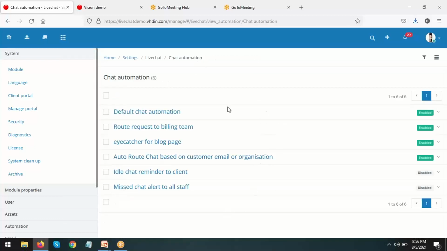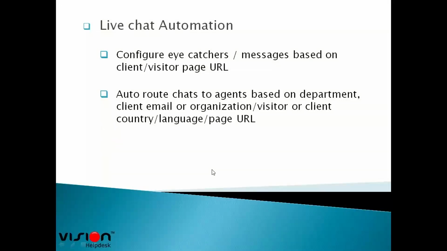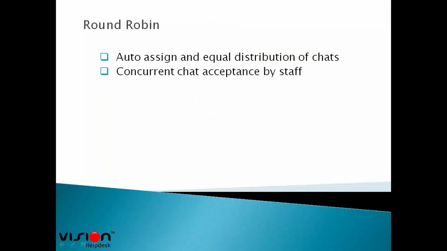So this is all about how you can automate various scenarios using this live chat automation. Now we'll quickly see the next part of the demonstration, that is round robin. Basically, you can use round robin to auto assign and equally distribute the chats among your staff members.